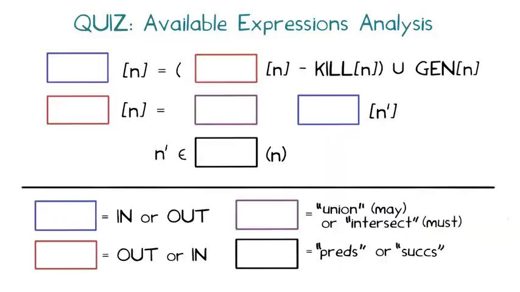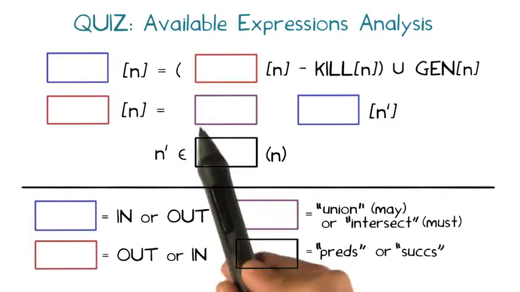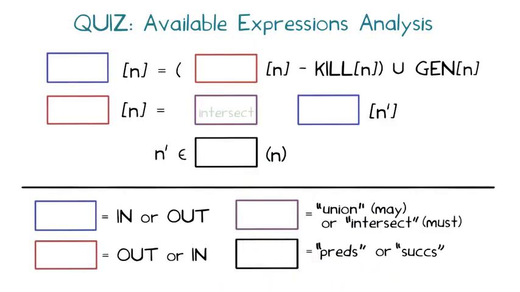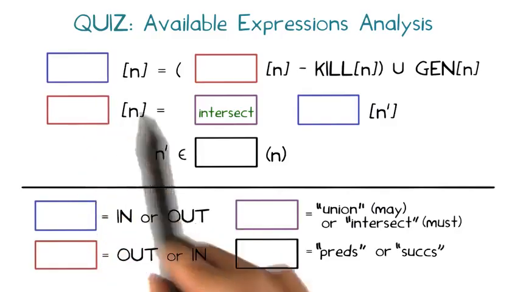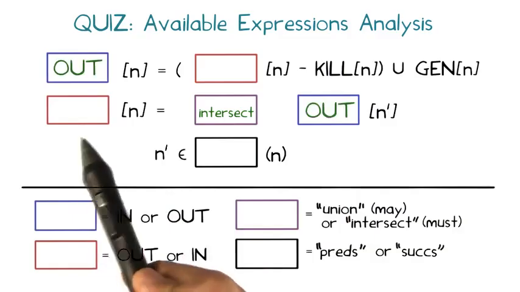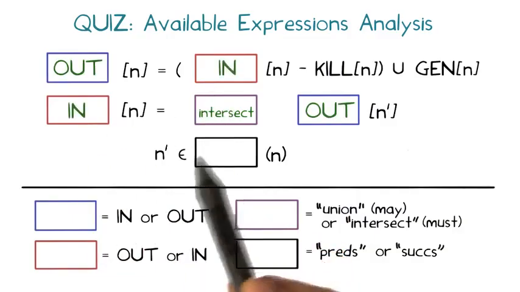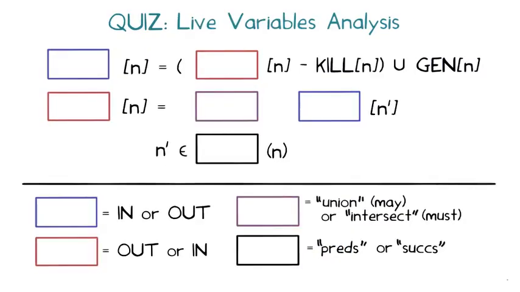Let's review the solution. Available expressions analysis is a forward must analysis. It is a must analysis because it seeks to find expressions that are available at a program point. That is, expressions that must have been computed along all paths leading to a point. So we instantiate the purple box with the set intersection operator. This analysis propagates information about available expressions forward in the control flow graph. Hence, we instantiate the blue boxes with out sets, the red boxes with in sets, and the black box with predecessors. Finally, let's instantiate the pattern for live variables analysis.